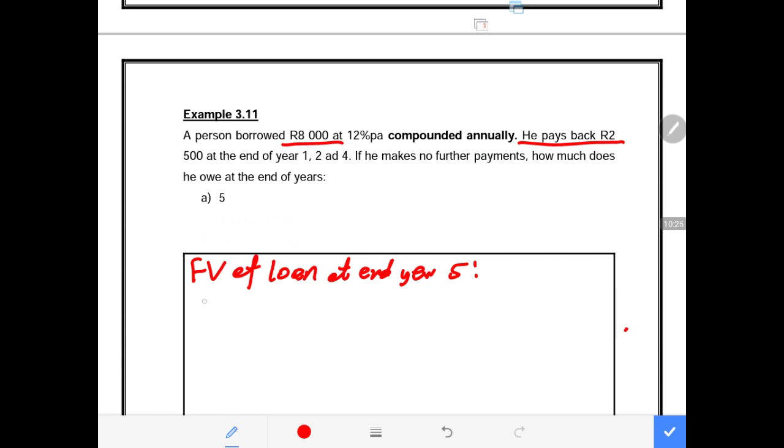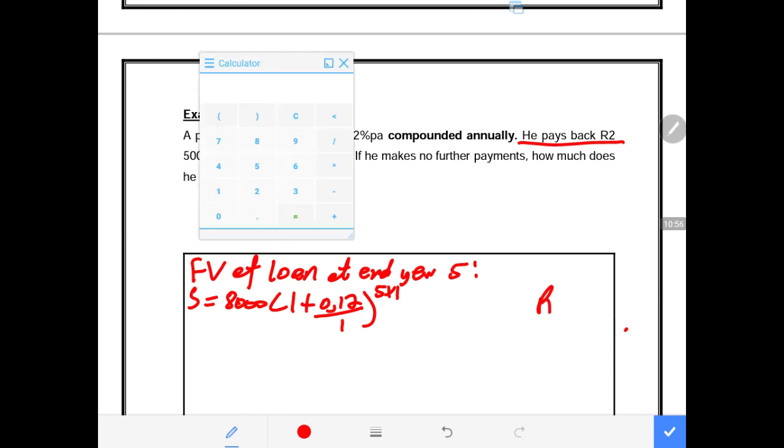Then how to calculate the future value? Very easy. We can use the functions of the calculator, but the functions will take us time. We can just use the formula that says sum accumulated equals A, being 8,000, times 1 plus 0.12 divided by 1 because compounded once a year, to the power of how many years? 5 times 1, which gives us 5. So this will give us the future value of the loan.